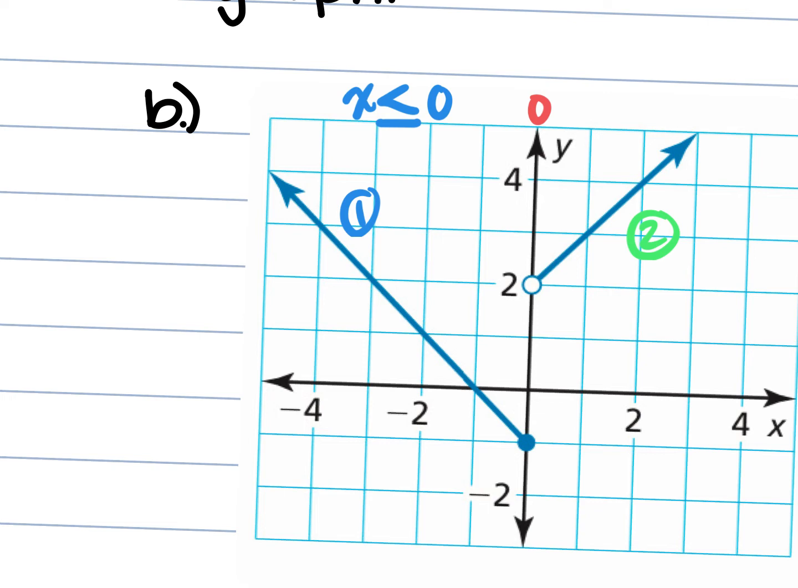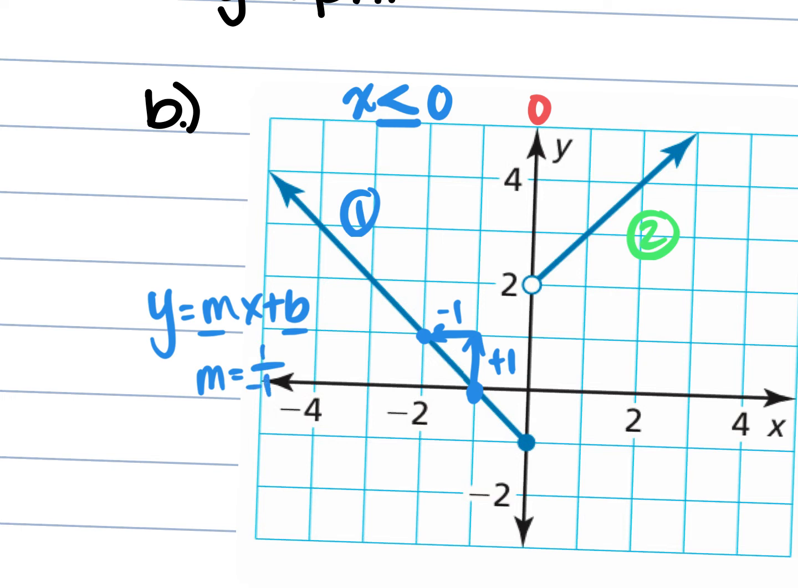So now we just write the equation. It's y equals mx plus b. We have to find the slope. We have to find the y-intercept. Pick 2 points, this point and this point. To get from one to the other, you have to go up 1, so plus 1, and then you're going to the left one, so minus 1. So our slope is m equals positive 1 over negative 1. A positive 1 divided by a negative 1 is just negative 1. So my slope is negative 1.